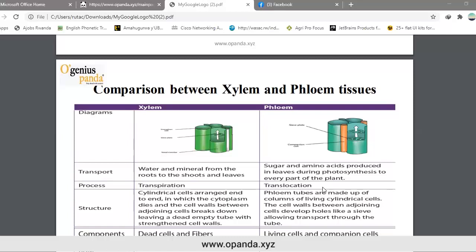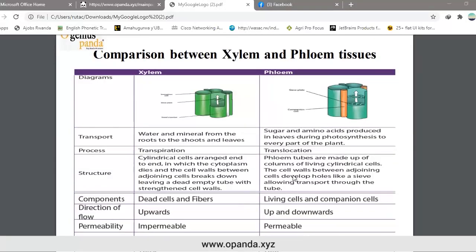For structure, xylem are cylindrical cells arranged end to end in which the cytoplasm dies and the cell walls between adjoining cells break down, leaving a dead empty tube with strengthened cell walls. For phloem, these are tubes made up of columns of ringed cylindrical cells. The cell walls between adjoining cells develop holes like a sieve, allowing transport through the tube.